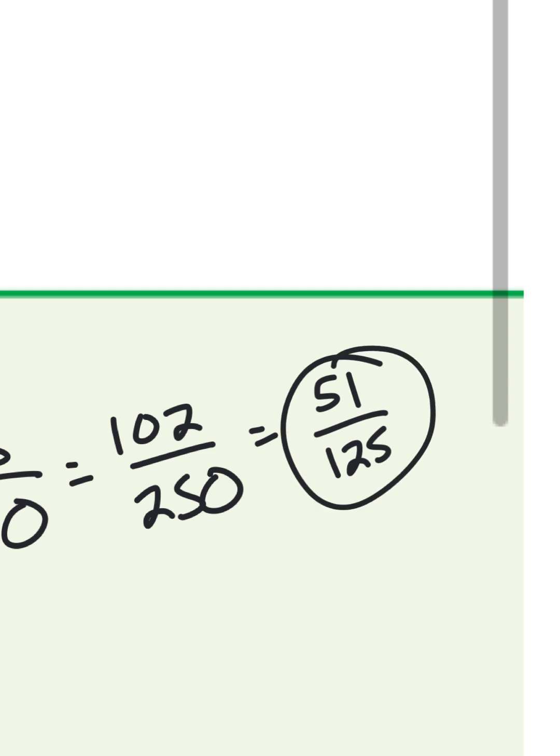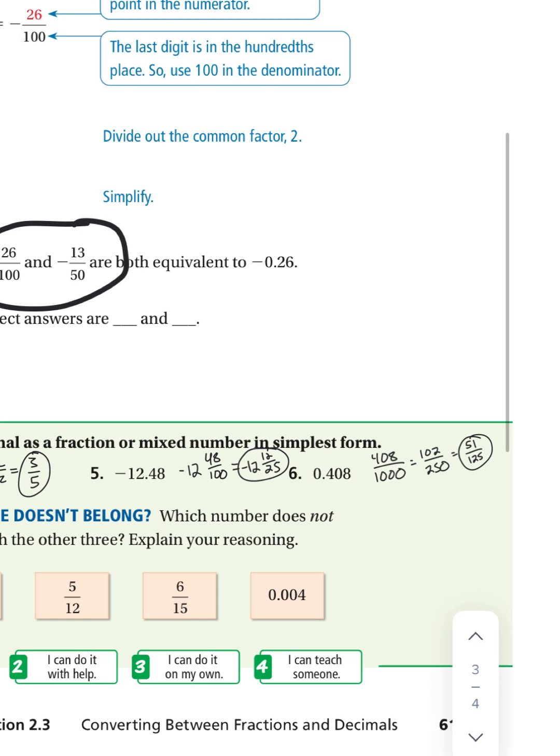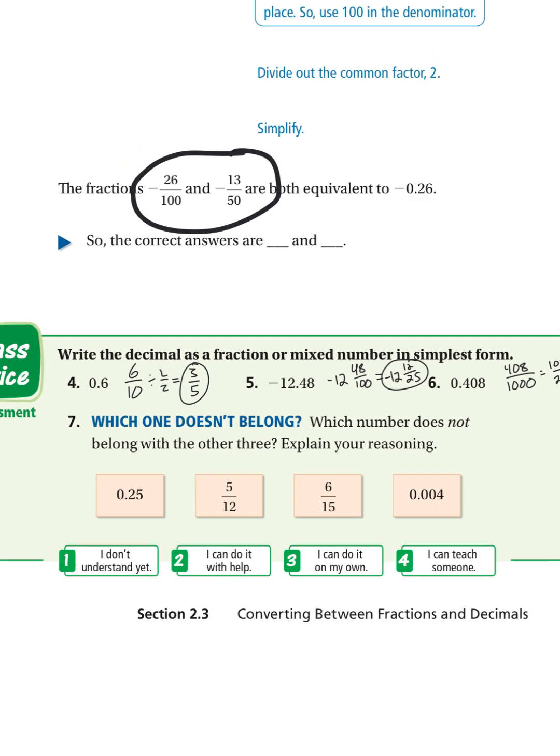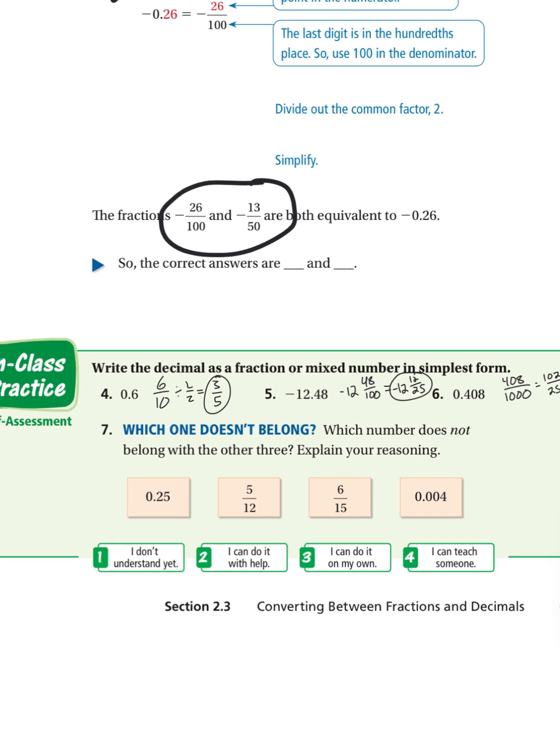There you go. Okay, so number 7 says which one doesn't belong? Which one doesn't belong with the other 3? There's actually multiple right answers here. So let's either make them all fractions or make them all decimals.